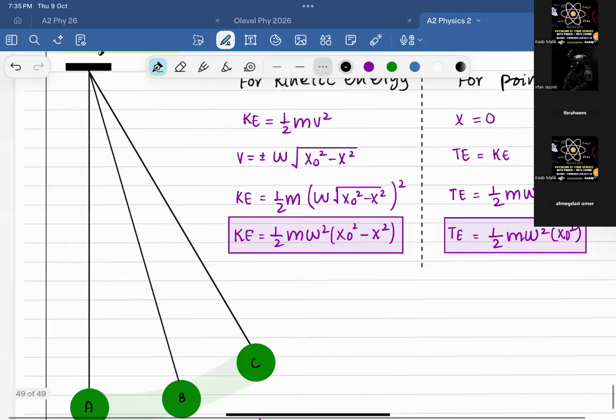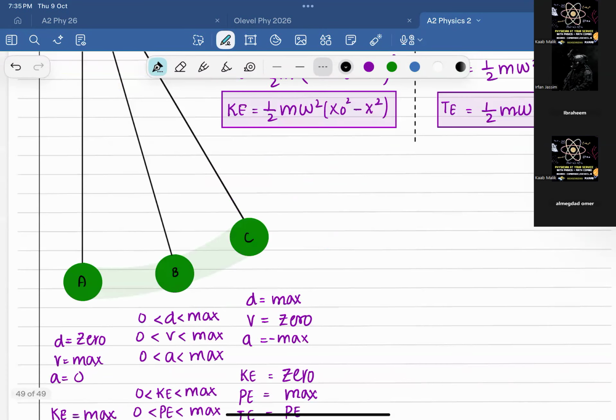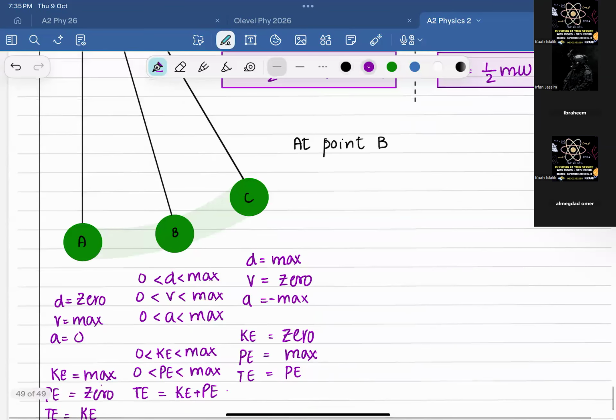Okay. Now, the last thing is the potential energy. Okay. So to understand the potential energy, we must consider the point B. So let's say at point B, we know that the total energy is basically the summation of kinetic energy plus the potential energy. This is the first case, right?